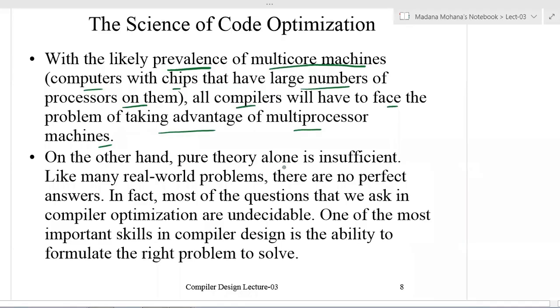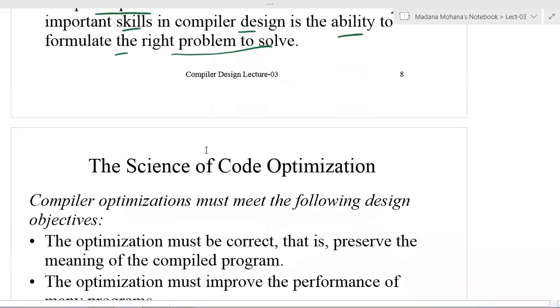On the other hand, pure theory alone is insufficient. Like many real world problems, there are no perfect answers. In fact, most of the questions that we ask in compiler optimization are undecidable, meaning unsolvable. There are no algorithms to solve those problems. One of the most important skills in compiler design is the ability to formulate the right problem to solve. So this is the science of code optimization.